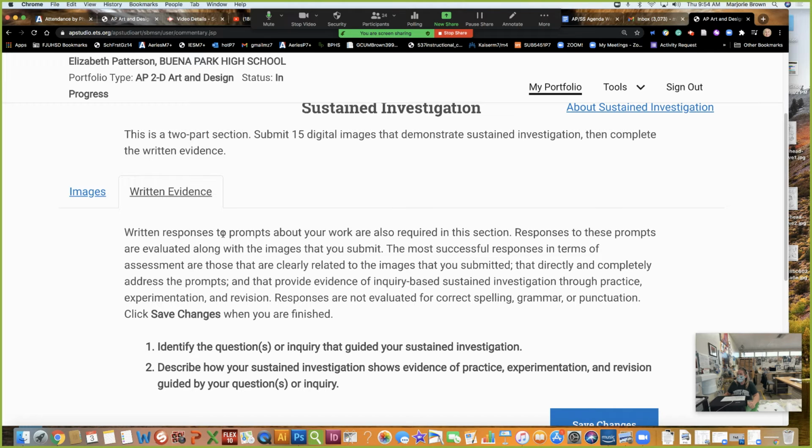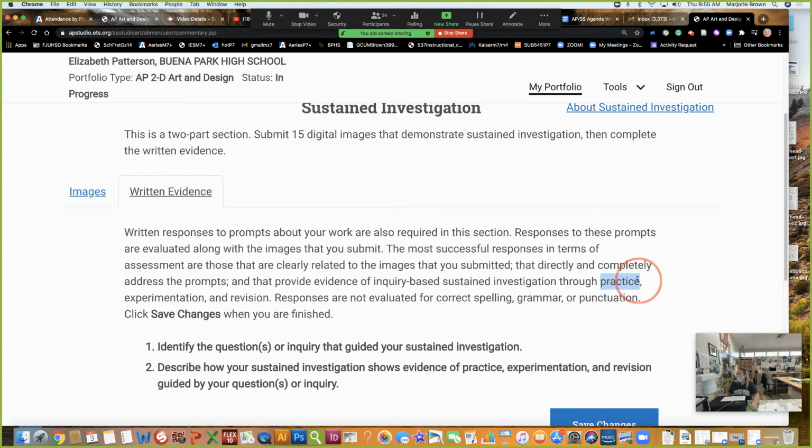Written responses to prompts about your work are also required in this section. Responses to these prompts are evaluated along with the images that you submit. Most successful responses in terms of assessment are those that are clearly related to the images that you submitted, that directly and completely address the prompts. These are the prompts down here. And that provide evidence of inquiry-based sustained investigation. That's really important. We're showing them evidence through our photographs and our writing.